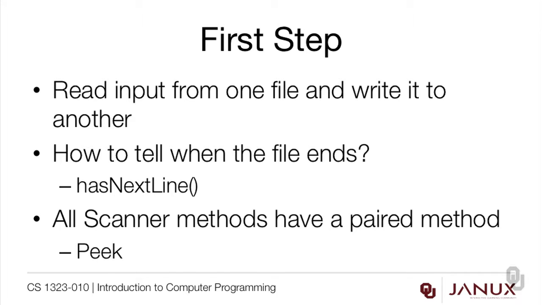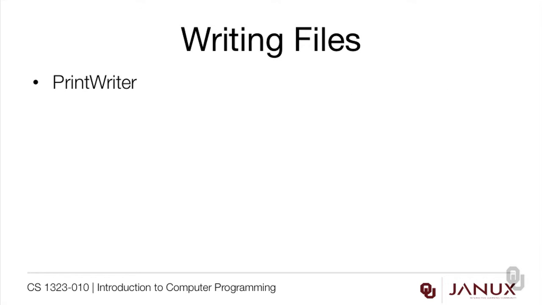Now, all of the scanner methods have a paired method. So, for example, there's a hasNextInt, there's a hasNextDouble, there's a hasNext, which just looks to see whether the next operator will be successful or not. What these methods are doing is a peek. They're looking ahead to see if that next operation will be successful. So that's kind of nice because with files, you can't go backwards.